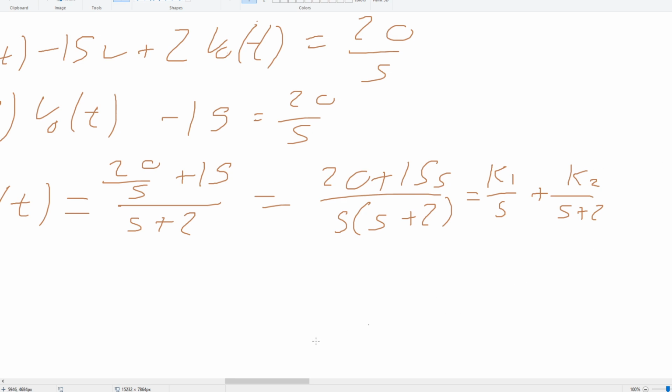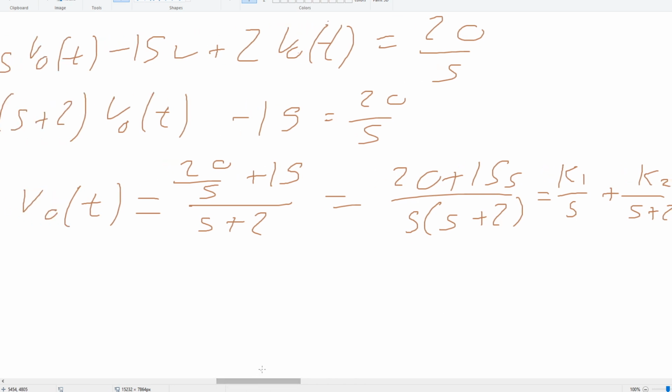We're not going to solve for K1 and K2. We just leave it as K1 and K2. But what we can do is transform it. 1 over s, we know becomes 1, so this is just going to be K1. And then the K2 over s + 2 turns into e to the negative 2t. Look at that. So we get K1 + K2 e^(-2t). And that's how to do these types of problems.